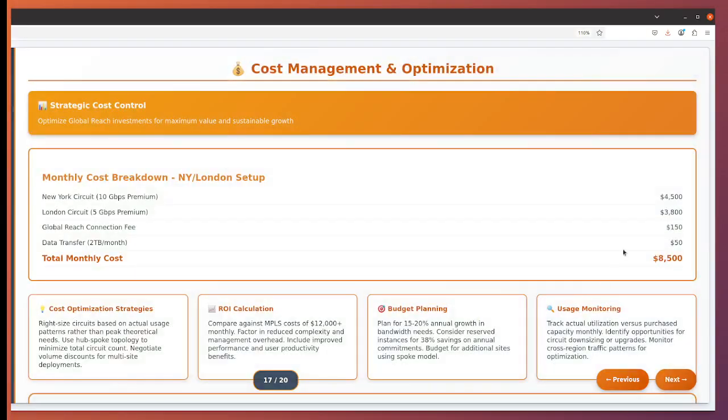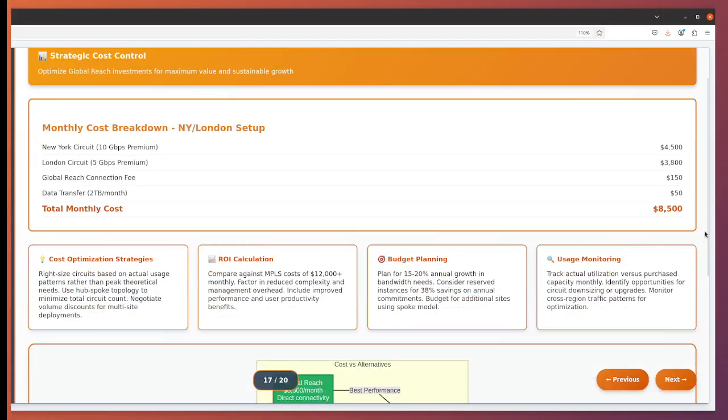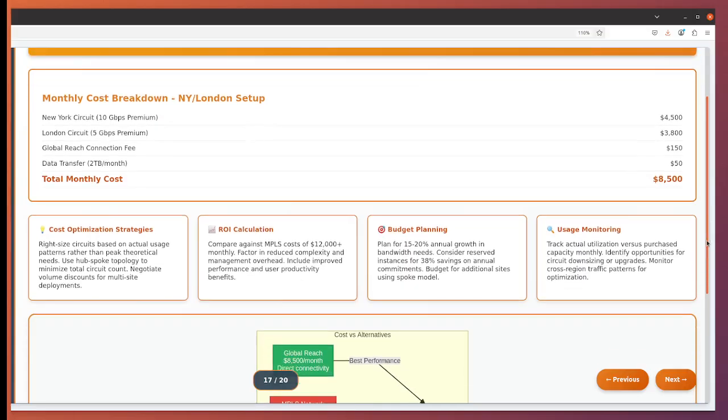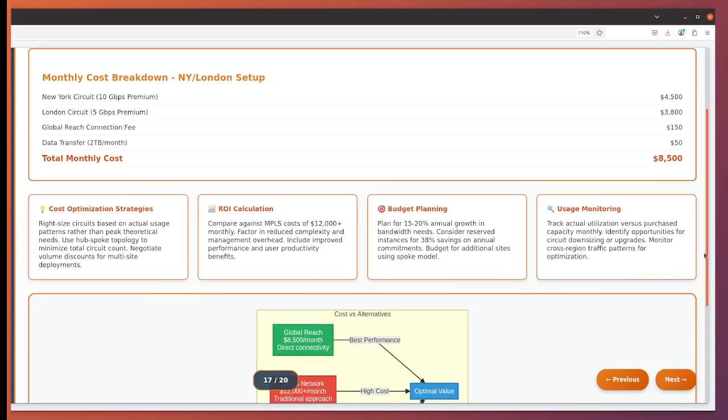Cost management and optimization. Understanding and optimizing global reach costs is crucial for sustainable global connectivity strategies. The cost breakdown shows the major components of global reach expenses. Notice how circuit costs dominate the monthly spend. This is where optimization efforts should focus primarily.